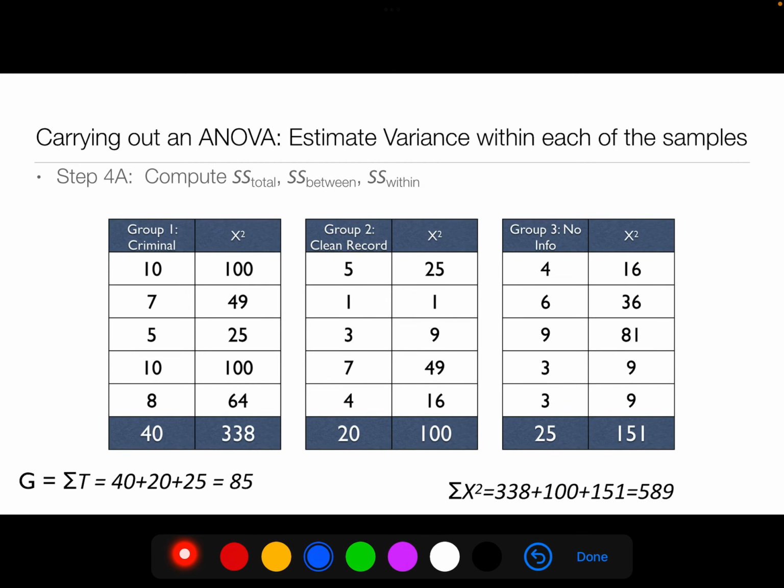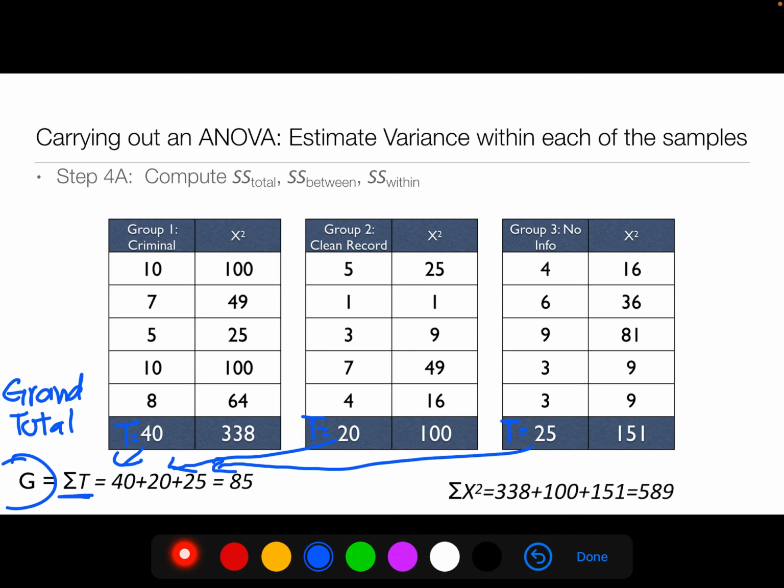Let's go ahead and get some other kinds of numbers that we're going to need for our degrees of freedom and our sums of squared between. Here are all those T's that we calculated previously before we got our mean. So here are those values that we already talked about. If we add all of those values together, we will get our G, which is the sum of all the T's. G just stands for our grand total. So if I added all of the scores together, all of these X values together, I get 85.